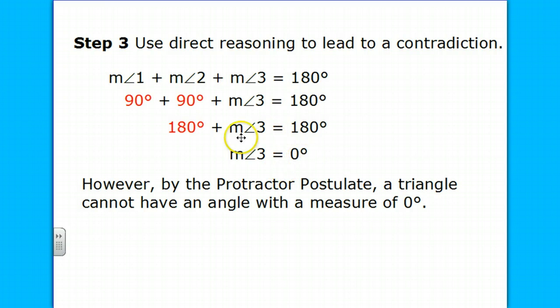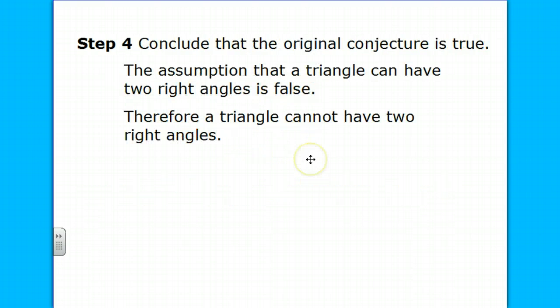And therefore, since this conclusion is not true, the original conjecture is considered to be true. The assumption that a triangle can have two right angles is false. Therefore, a triangle cannot have two right angles.